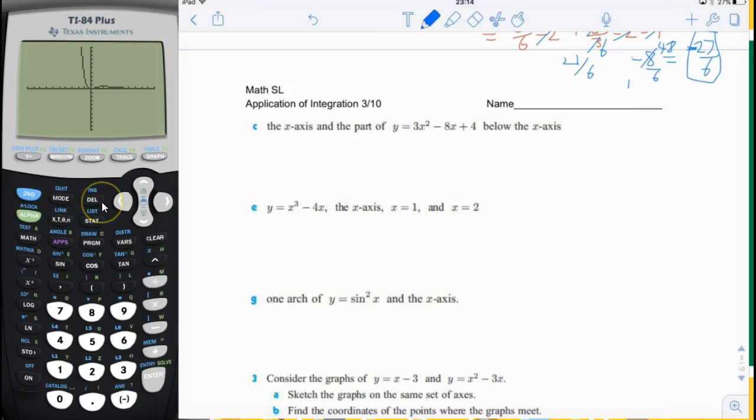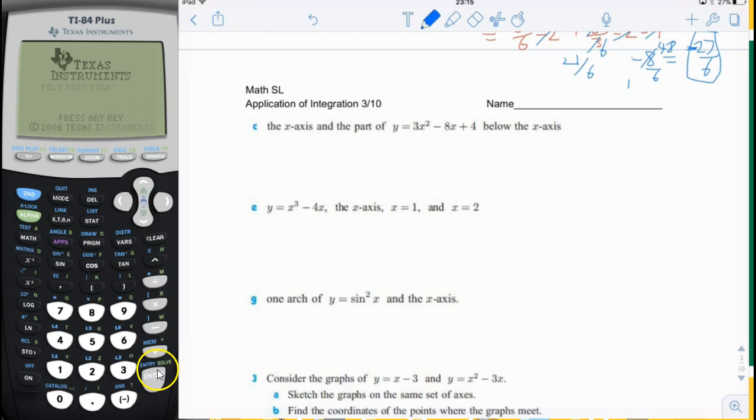Page 3 of Applications of Integration. We are trying to find the area between the x-axis and the part of this parabola which goes below the x-axis. To do that, we kind of need to figure out the roots or the zeros of this quadratic. Just to maybe take this opportunity to teach you about something that your calculator does that's pretty cool.